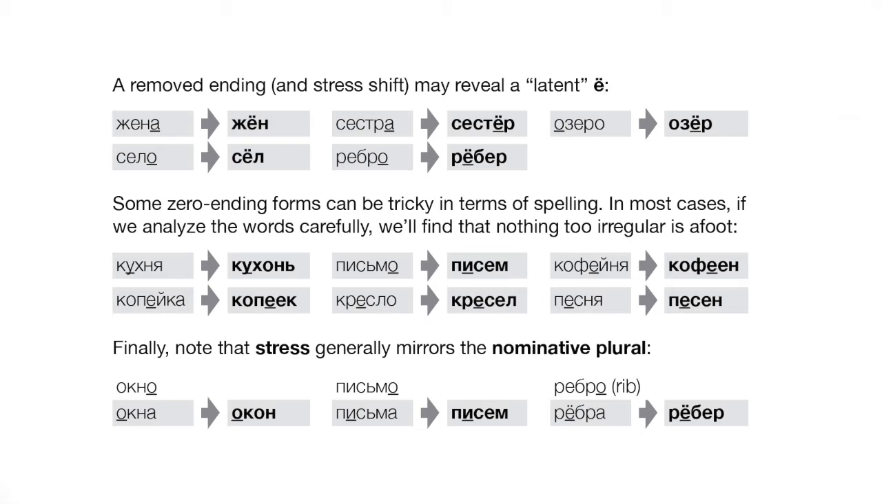Okay, so with most of these examples, they're really interesting to analyze, and you'll see that it's actually really good practice in terms of mastering the Russian sound system and the spelling system. Because a lot of things in these genitive plurals that look irregular at first glance are not at all. It's just an issue of spelling technicalities.